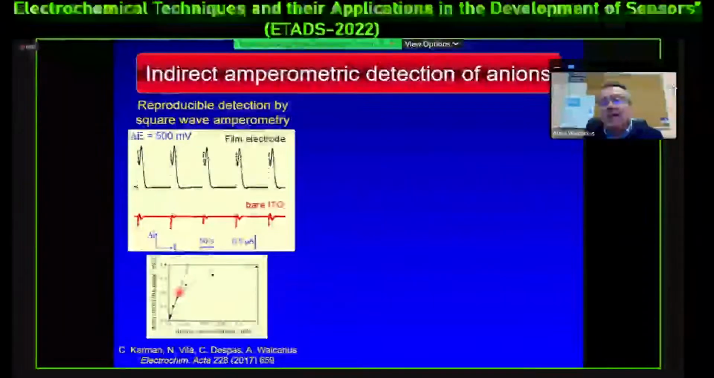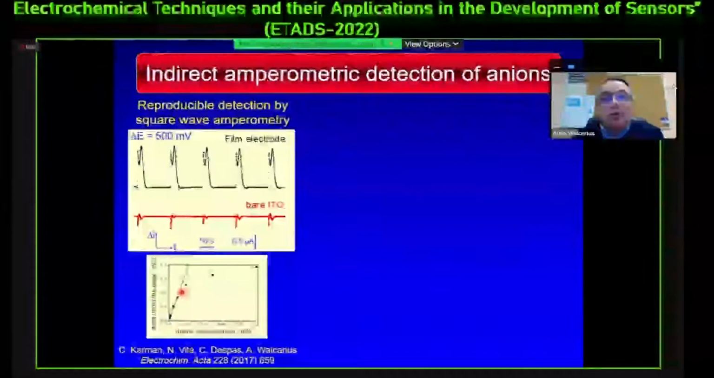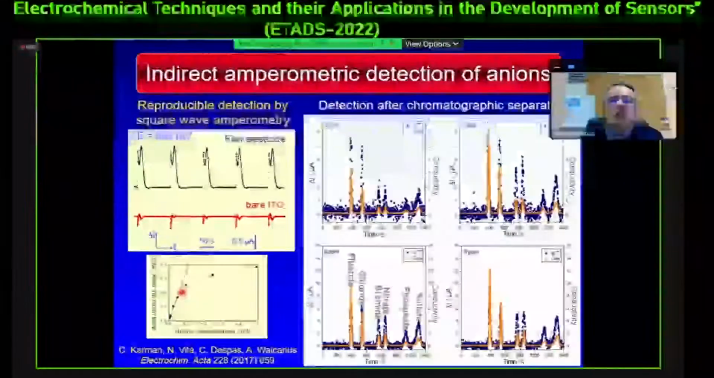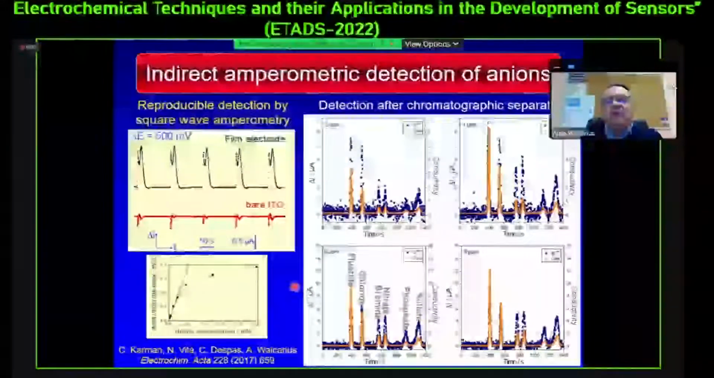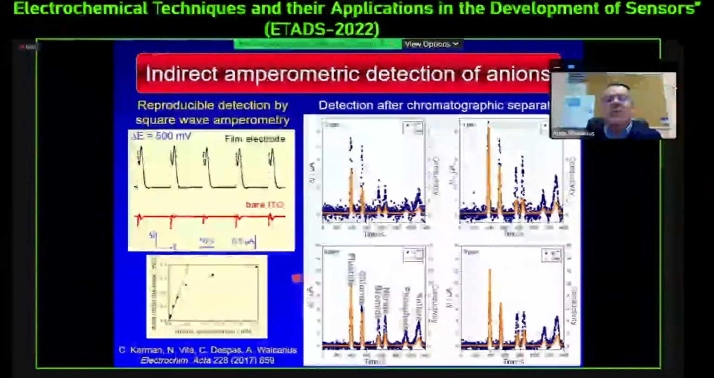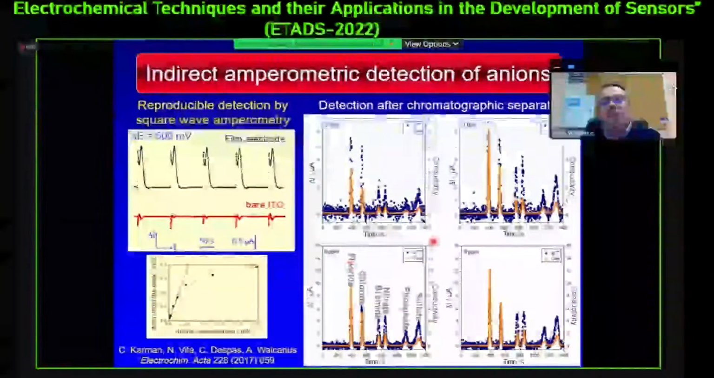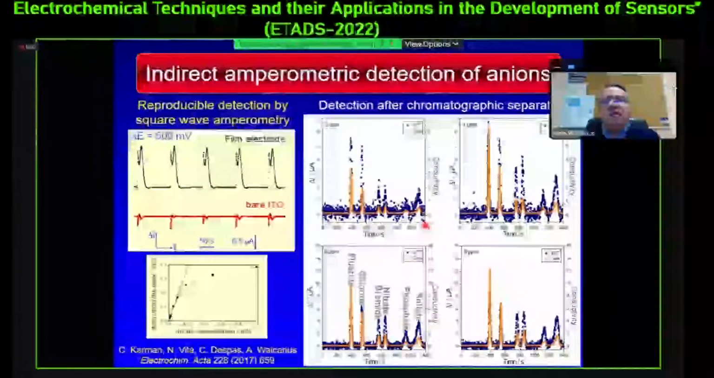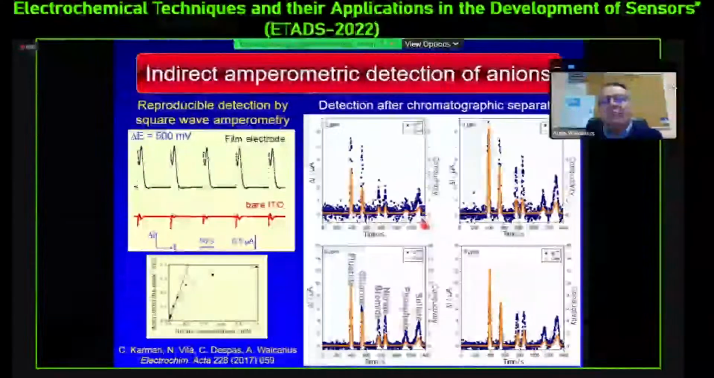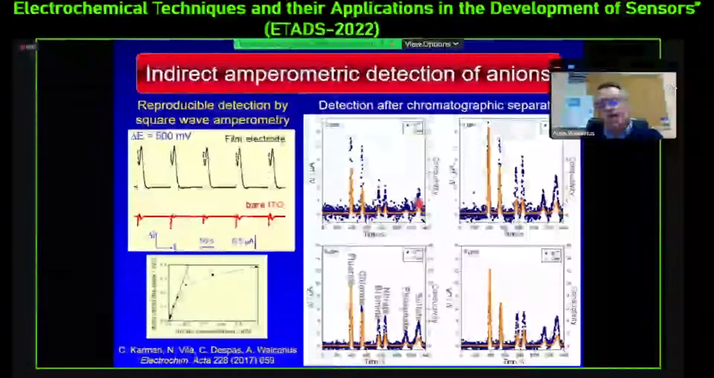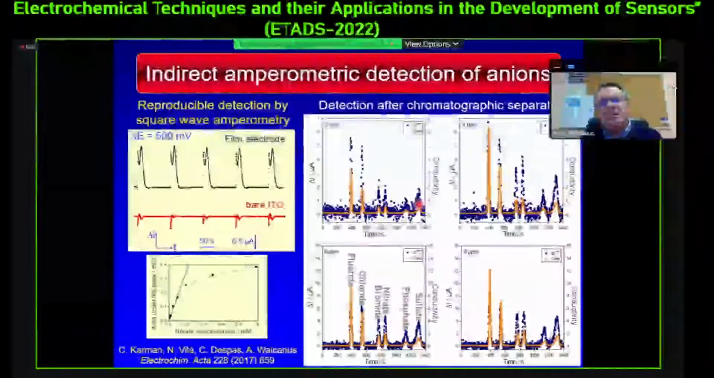As you can imagine, the selectivity is not good because all anions will give a response, but we can use this after separation of these anions, for example, in ion chromatography. And when using a suppressor, we can observe a quite sensitive response. This is here in blue. The cell was not optimized, so it is noisy.